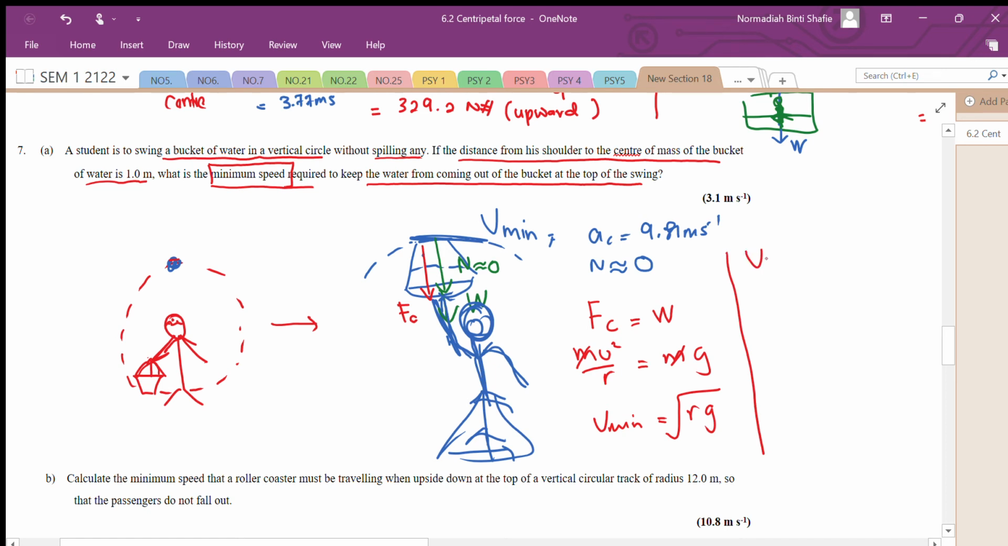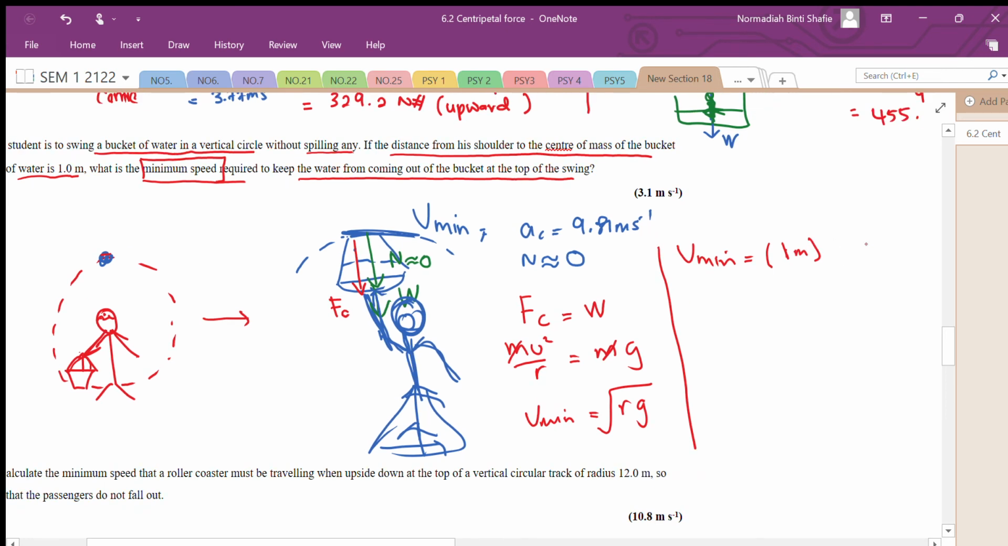V minimum equals to R kita adalah radius adalah 1 meter. Oh, saya tulis nombor dia tadi. Tak apa. G 9.81 meter per second square. Gantikan nilai R and G and kita akan dapat minimum velocity yang diperlukan pada bahagian atas adalah 3.1 meter per second.